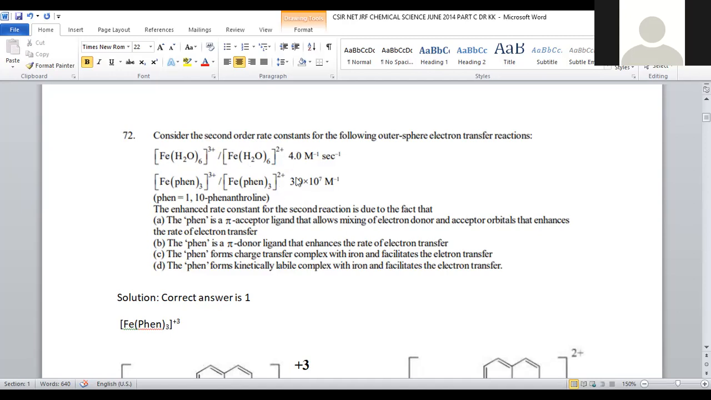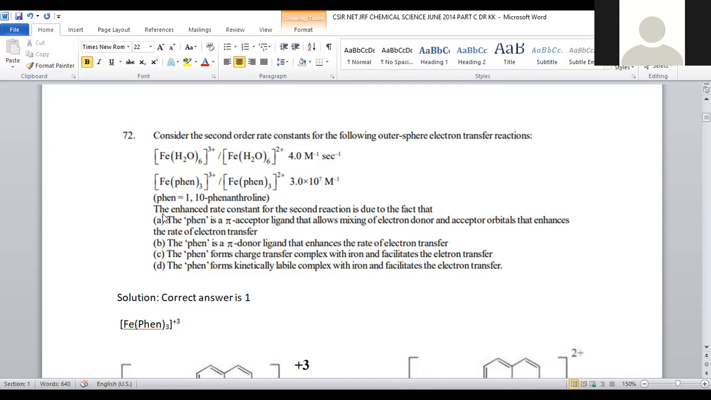Here the rate constant of the second order reaction is given as 4 mole inverse second inverse. When we go with [Fe(phen)3]3+, what does this denote? 1,10 phenanthroline taken thrice, with 3+ charge, then [Fe(phen)3]2+ is given. That means here the iron plus 3 complex is again transformed into plus 2. Here the second order rate constant is given as 3.0 × 10^7, right?